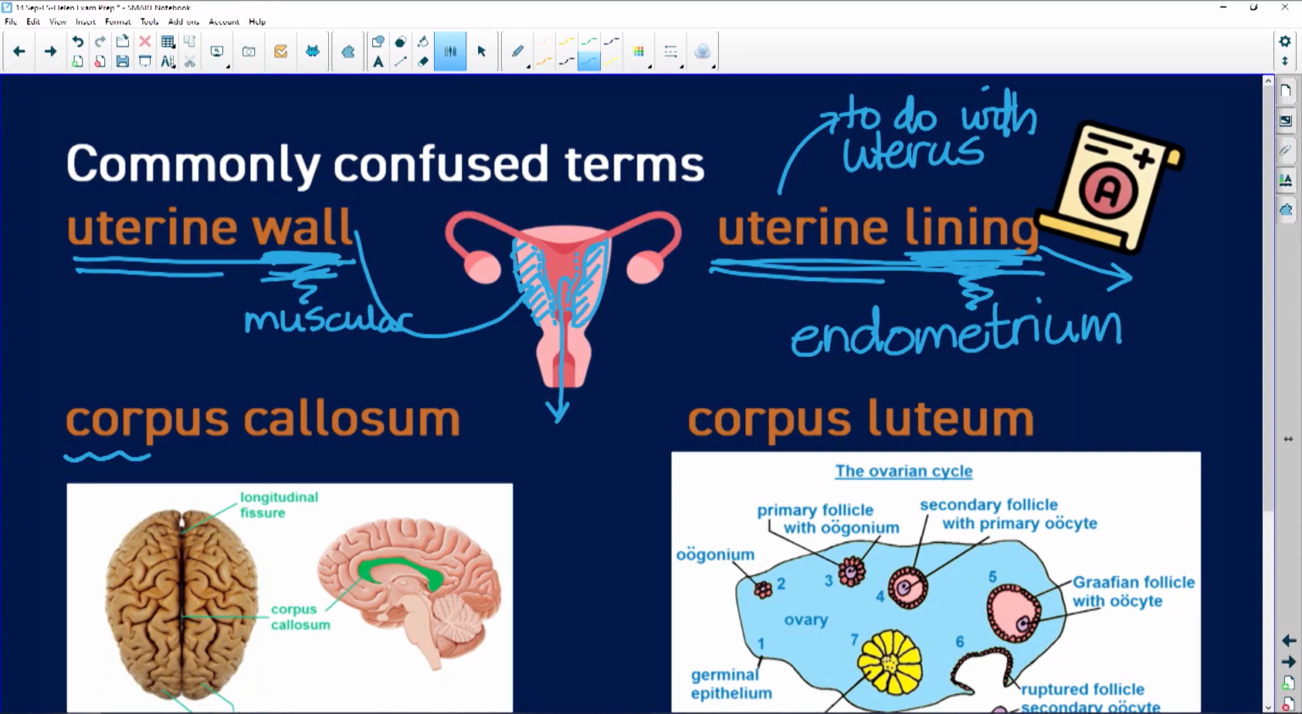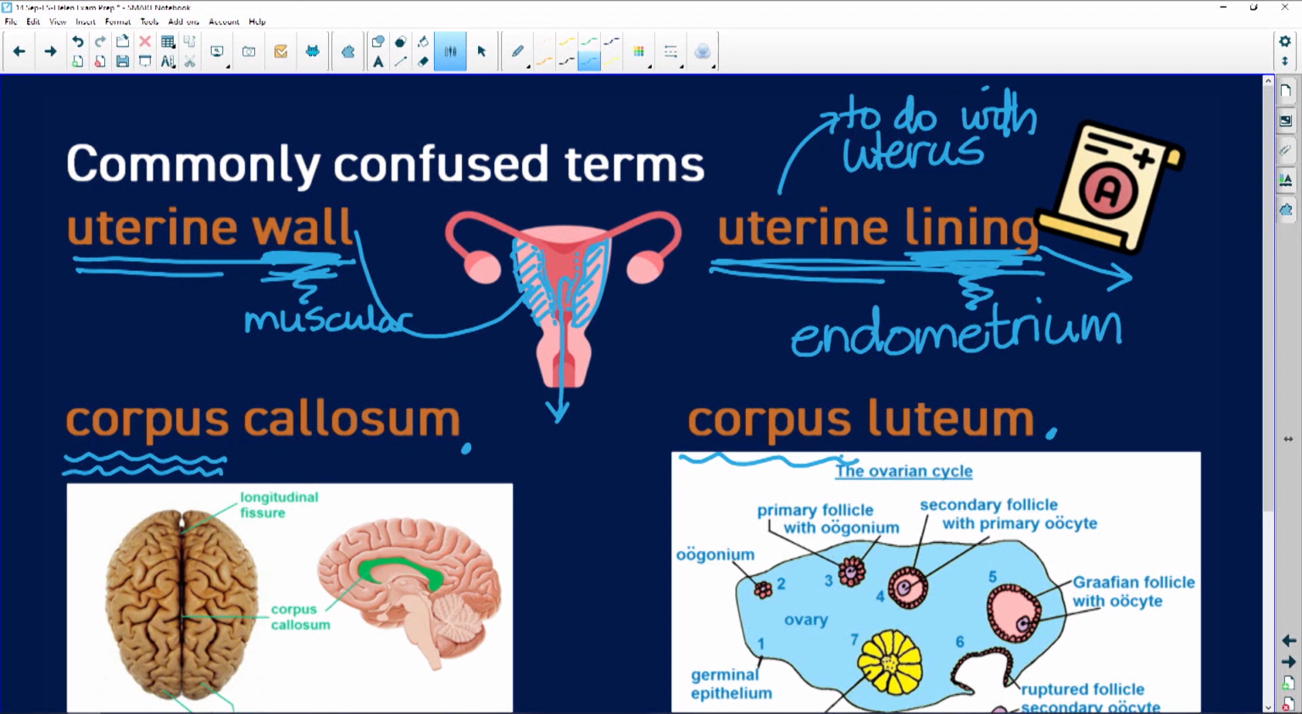Two words, or terms, that are also similar: corpus callosum and corpus luteum. And this time, the two words are in two completely different parts of the body. But they start with this word corpus. And corpus is Latin for the word body, a structure, a part of something. So both of them have this word body in the term.